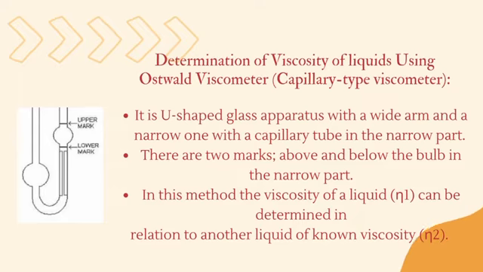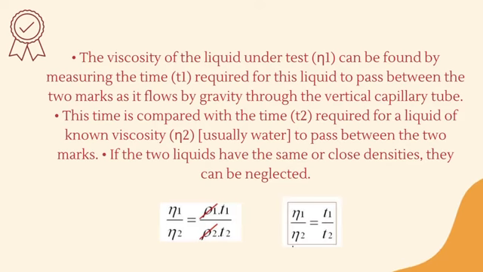In this method, the viscosity of a liquid, viscosity 1, can be determined in relation to another liquid of known viscosity, viscosity 2. The viscosity of the liquid under test can be found by measuring the time 1 required for this liquid to pass between the two marks as it flows by gravity through the vertical capillary tube. This time is compared with the time 2 required for a liquid of known viscosity, usually water, to pass between the two marks.